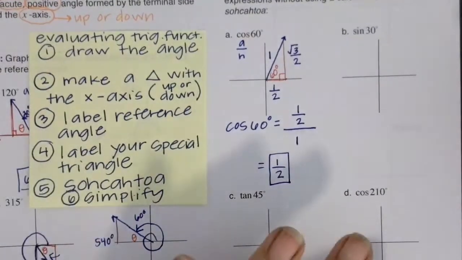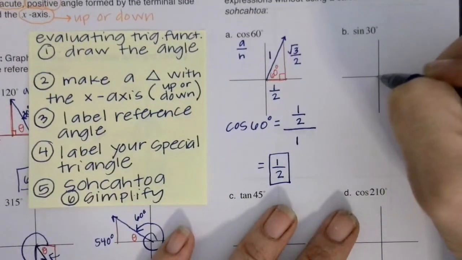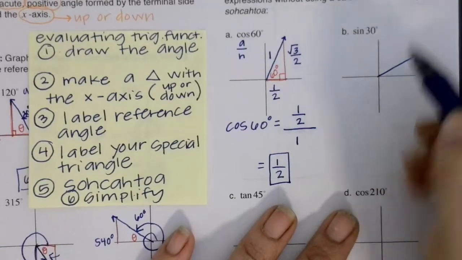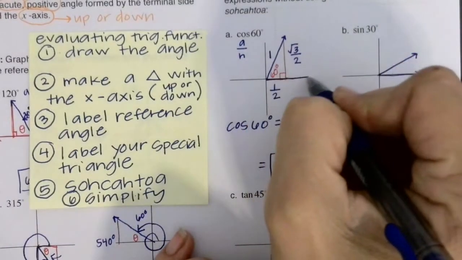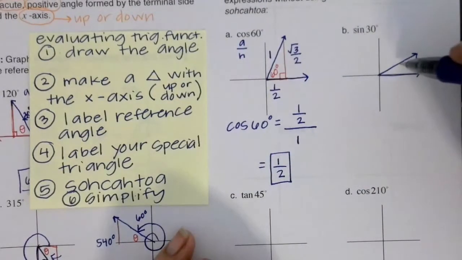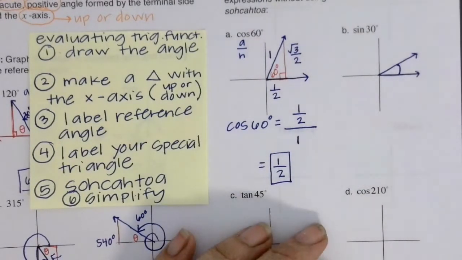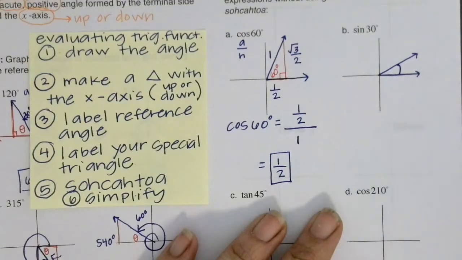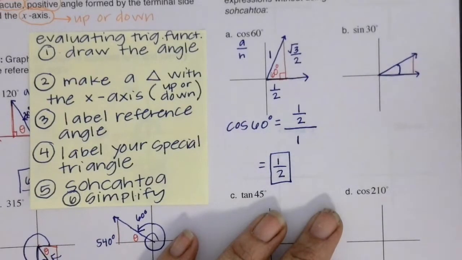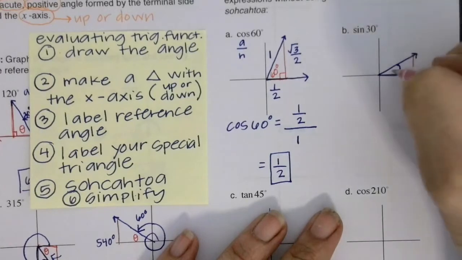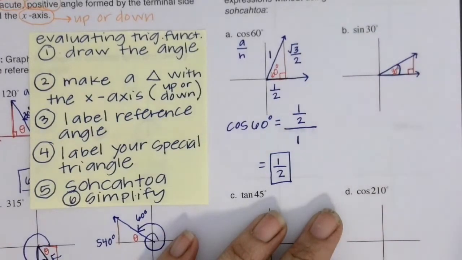Okay, next one, sine of 30 degrees. So I draw my angle. Again, you guys, this is the initial side always, and most of the time we don't draw that. Do you see the angle right there? That's a 30-degree angle. You don't have to draw the initial side. If you want to, you can, but this is called the terminal side. It's just where the angle actually ends up. Drop it down to the x-axis, and in this case it's a down line. And then this is 30-degree reference angle, and then label your special triangle.